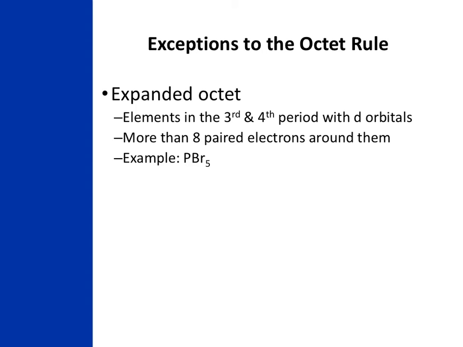One of the examples that you'll see in general chemistry is that of PBr5, where you have phosphorus, which has 5 valence electrons. Bromine, of course, has 7, and there are 5 of those, giving you 35 valence electrons, for a total of 40 valence electrons.